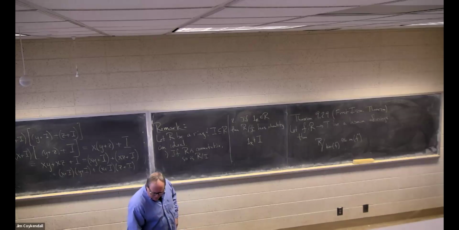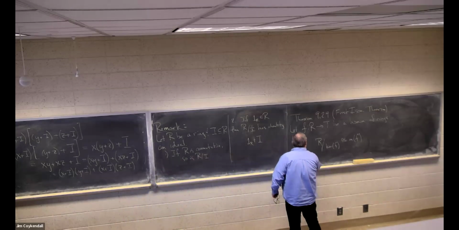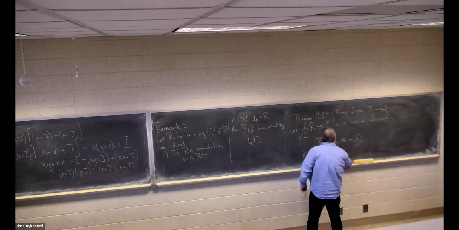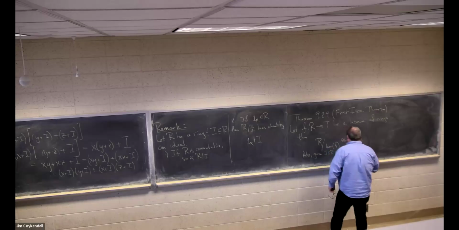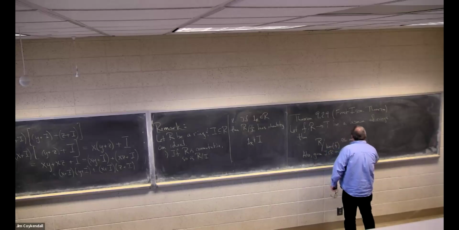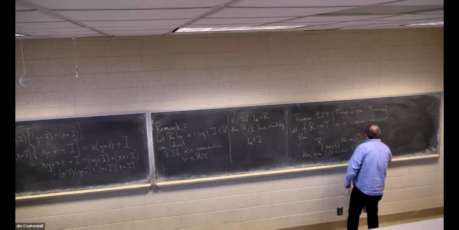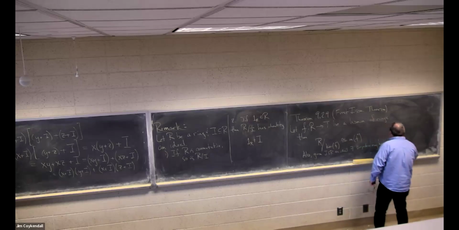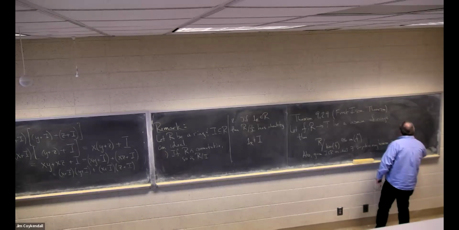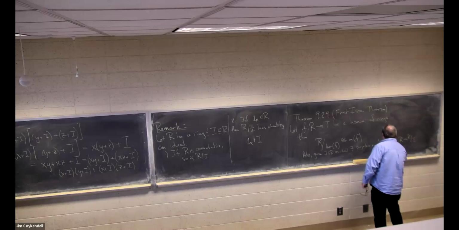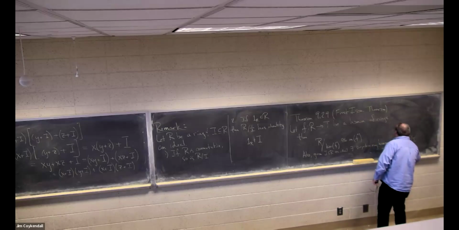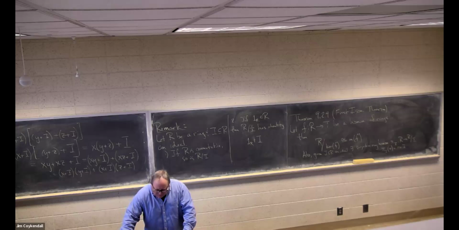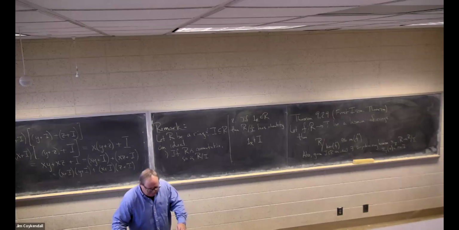And I also threw this in for good measure. Given I an ideal in R, there exists a surjective ring homomorphism from R to R mod I given by r goes to r plus I. I'm not sure why I threw that in the first isomorphism theorem, but it's worth recording anyway.